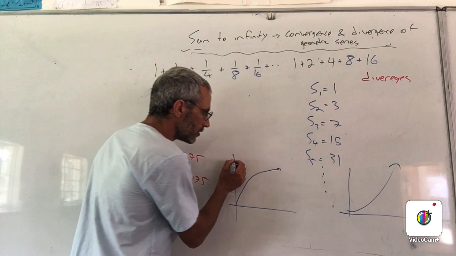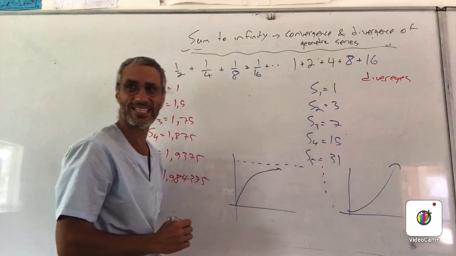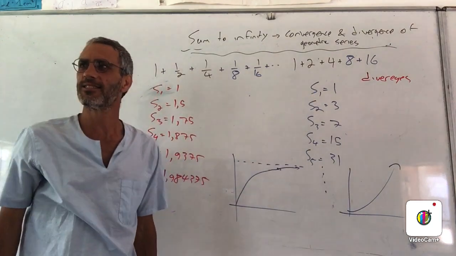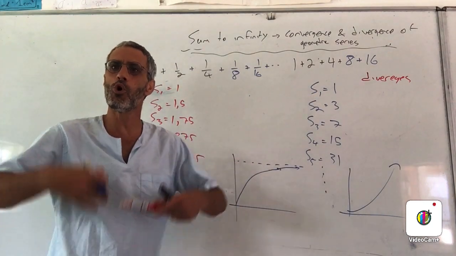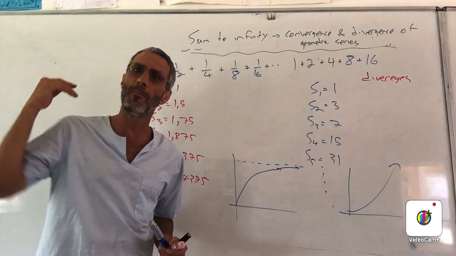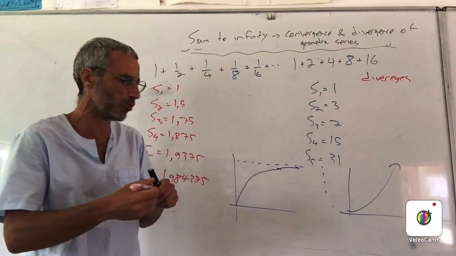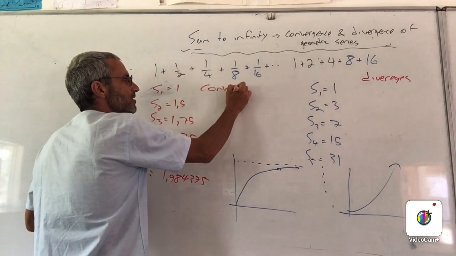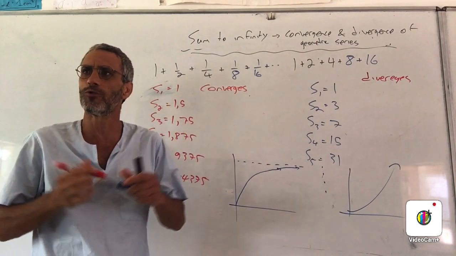If I carry on to infinity, it's just going to go flat. We're adding smaller and smaller and smaller terms. So I can carry on for another million. It's actually hardly going to move. So we say this series converges.